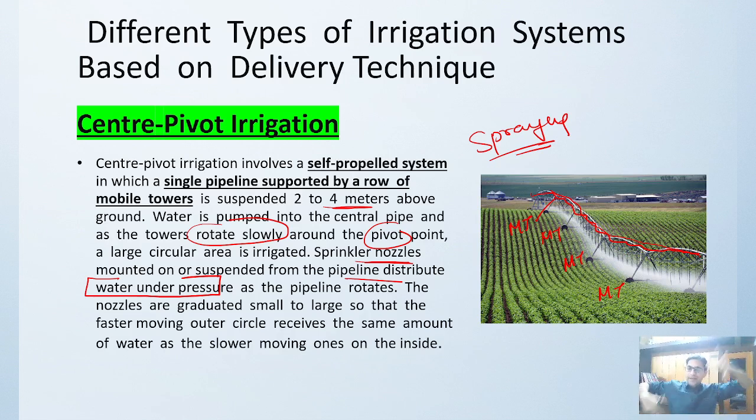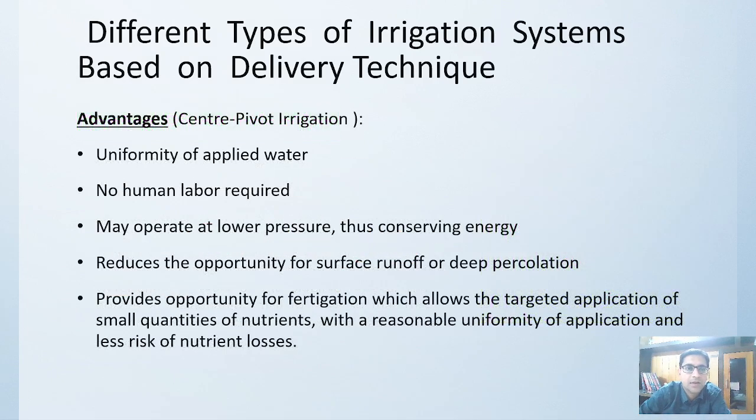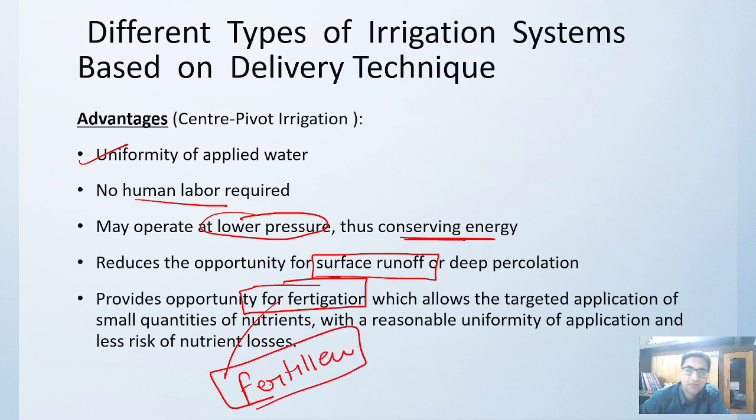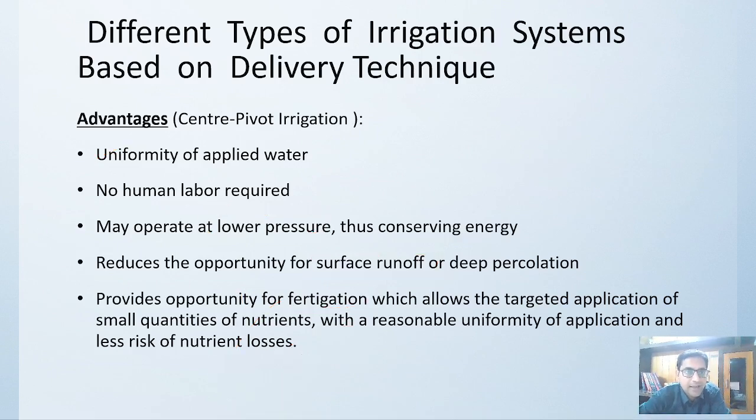You keep a central pivot and you start rotating it in a circular way. Okay, so the advantages are uniformity, no human labor, and it can operate at lower pressure, so it will conserve energy because you do not require much pressure. It will reduce the opportunities for surface runoff, so there will be very little surface runoff because again it is precision agriculture. And you can also do fertigation, that means you can also supply fertilizers from there. Okay, you can also supply the fertilizer from this central pivot irrigation.